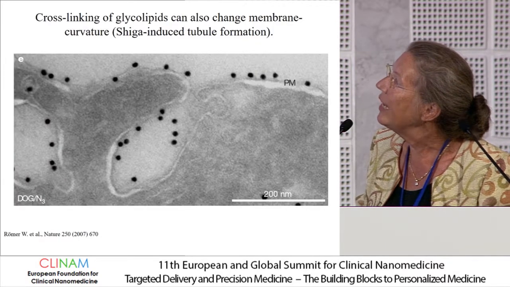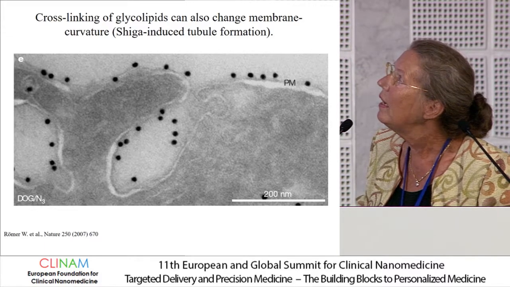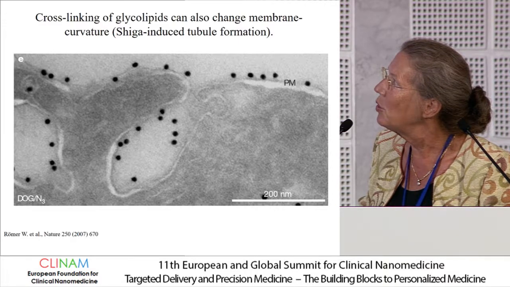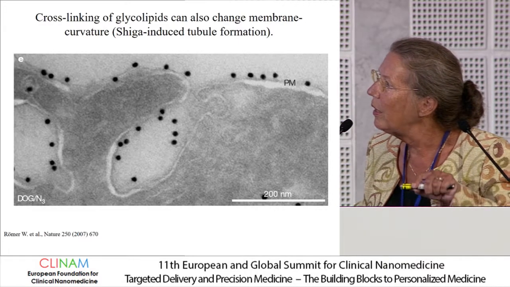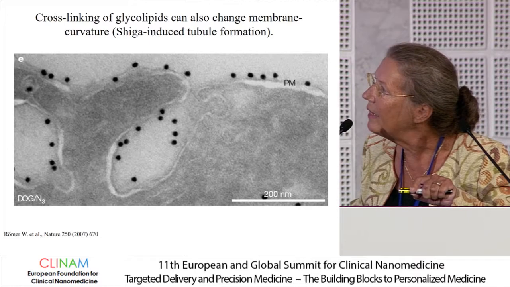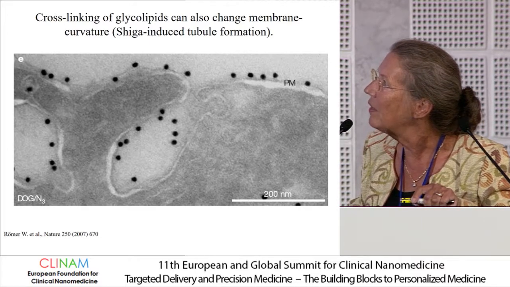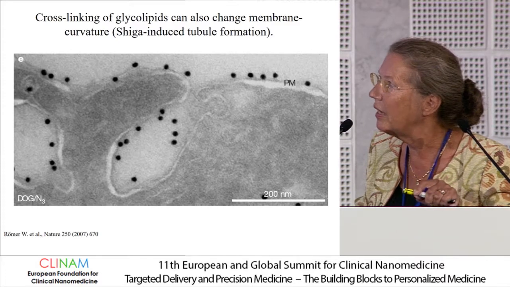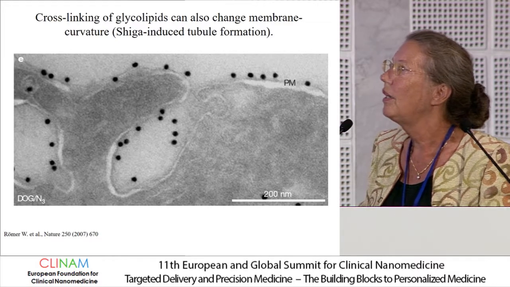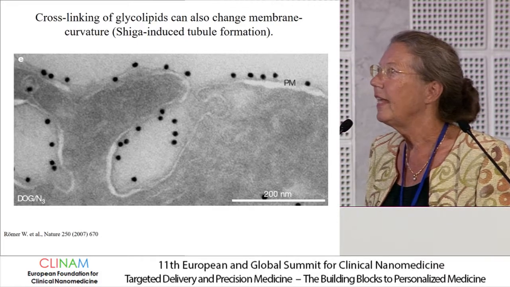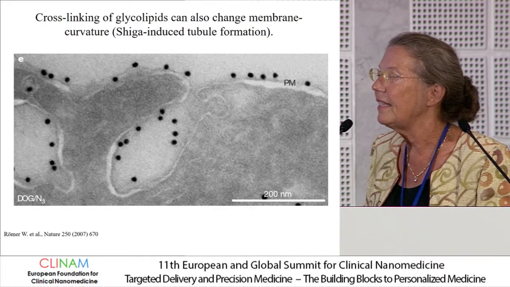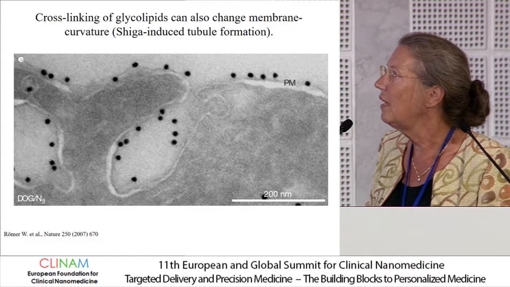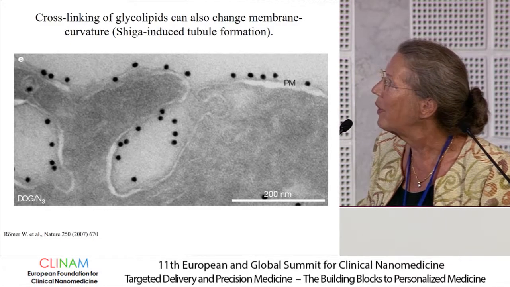And cross-linking of glycolipids as well can change membrane curvature. This is Shiga-toxin-induced tubule formation. It was published by Römer and co-workers in Nature in 2007. Shiga-toxin has 5 small B subunits that can bind glycolipids. So although they don't go through the membrane, they can, in spite of that, still change the membrane. And Shiga-toxin can also signal across the membrane.